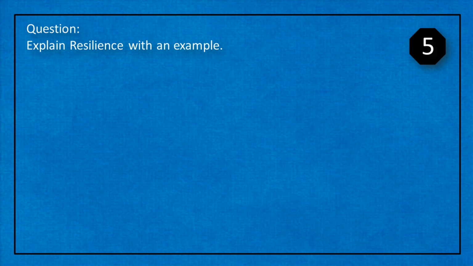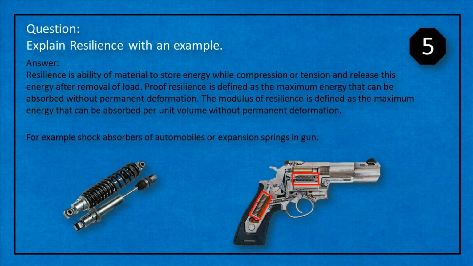Question: explain resilience with an example. Answer: resilience is the ability of a material to store energy while under compression or tension and release this energy after removal of load. Proof: resilience is defined as the maximum energy that can be absorbed without permanent deformation. The modulus of resilience is defined as the maximum energy that can be absorbed per unit volume without permanent deformation. For example, shock absorbers of automobiles or expansion springs in a gun.